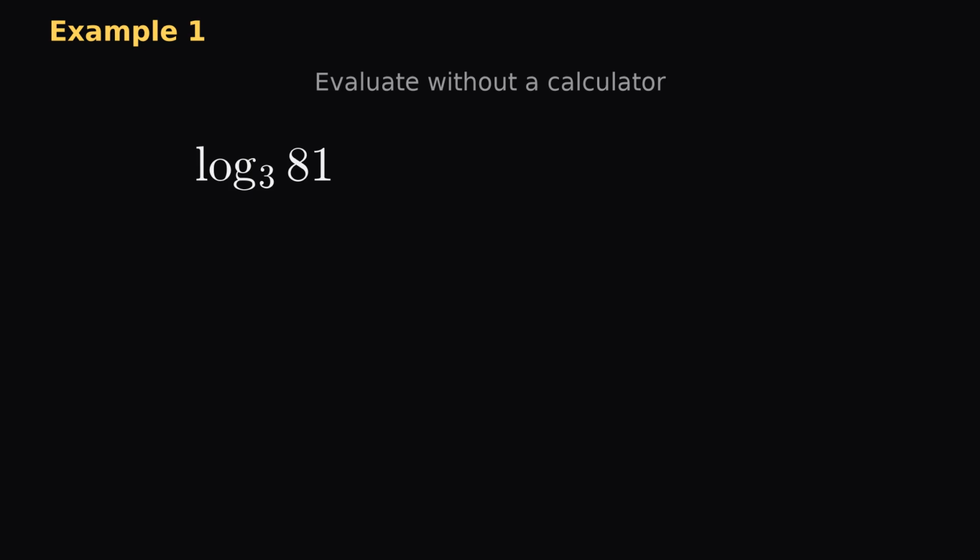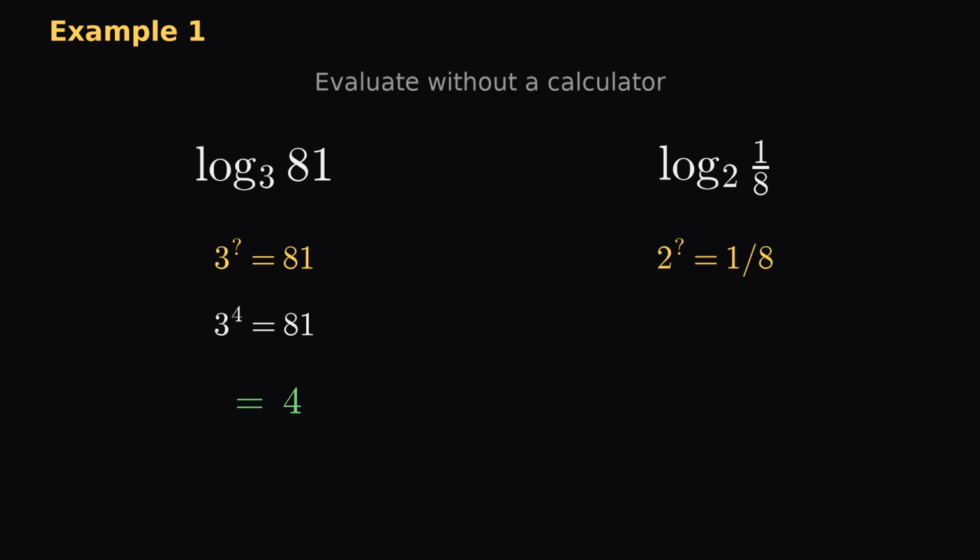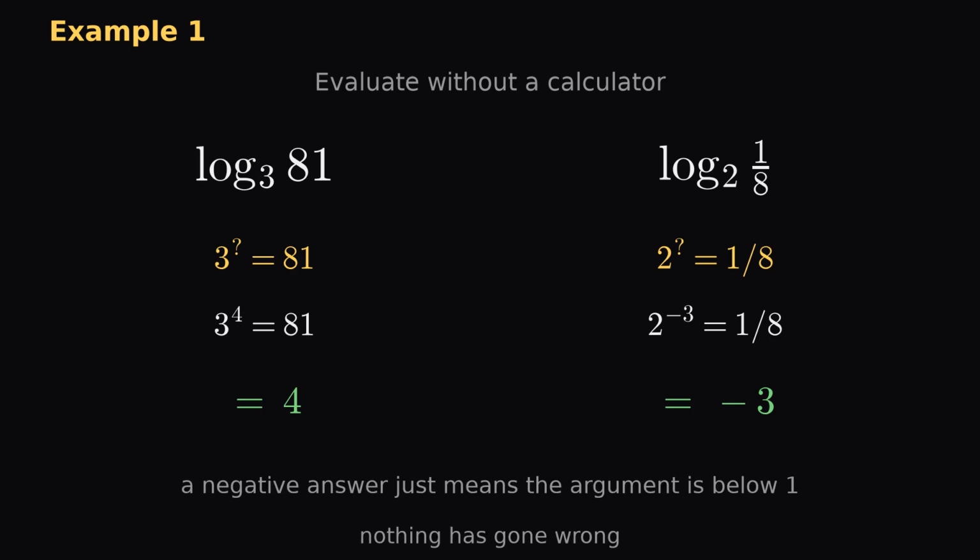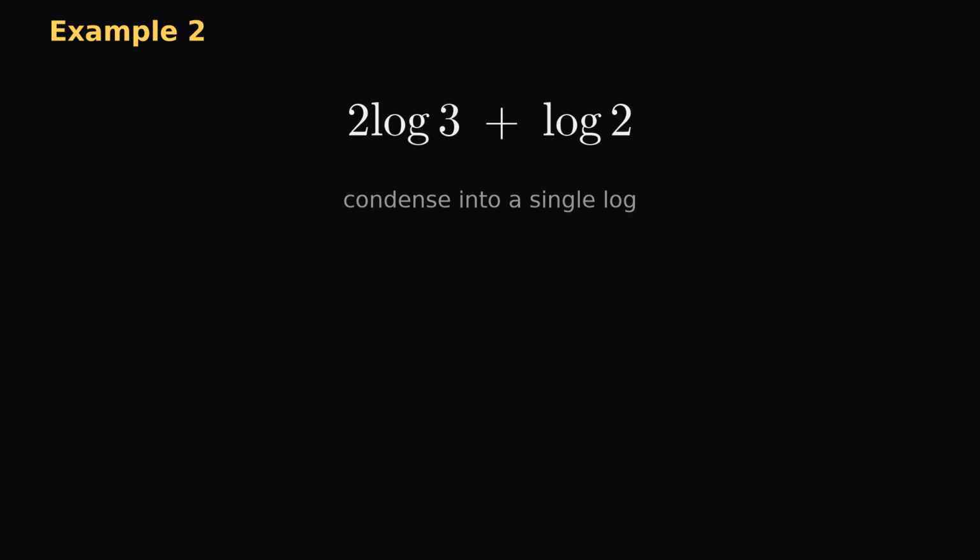Example 1. Evaluate log base 3 of 81 without a calculator. Ask the question, what power of 3 gives 81? 3 to the 4th is 81, so the answer is 4. Now this one, log base 2 of 1/8. What power of 2 gives 1/8? 2 to the minus 3, so the answer is minus 3. A negative answer just means the argument is below 1. Nothing has gone wrong.